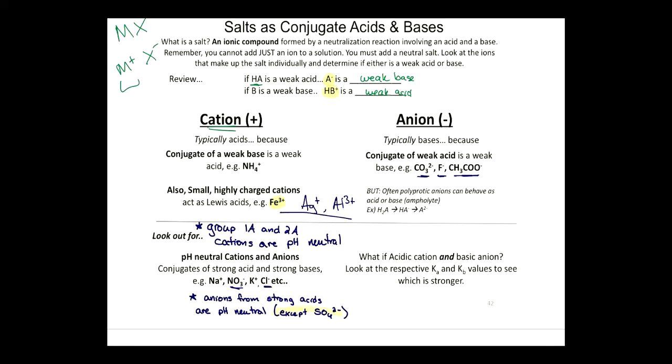One exception is sulfate. Remember, there's 6 or 7 strong acids. Sulfuric acid is one of them, but because it's polyprotic and only the first proton is strong and the second proton is a weak acid, this thing is not pH neutral. All the rest are, it's just not sulfate.